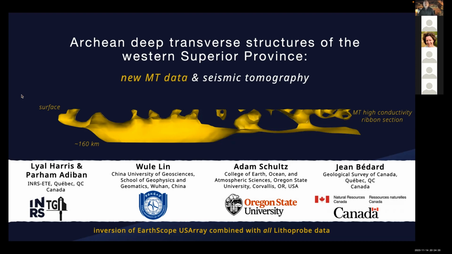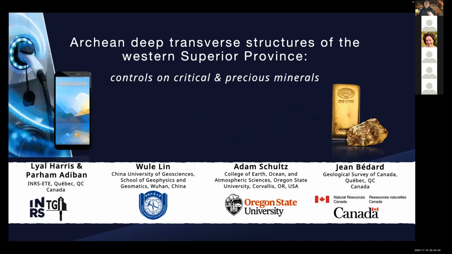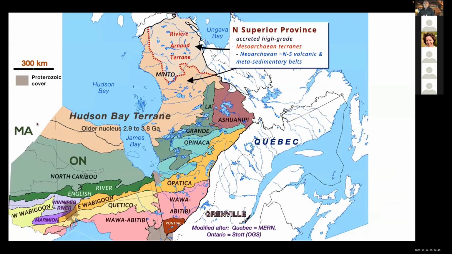And I'll also be showing some results of some older seismic tomography. And so I'll be highlighting some of the important roles that these deep crustal and upper mantle structures have played in localizing critical minerals and gold, as well as their implications for tectonic interpretations of the Archean, and touching on whether there is Archean plate tectonics or not.